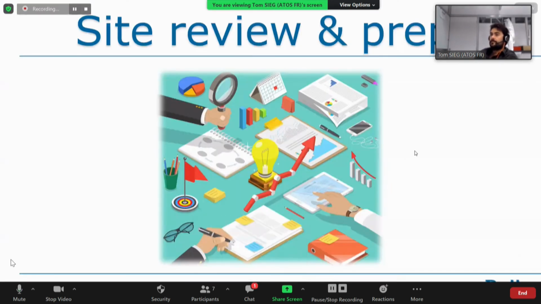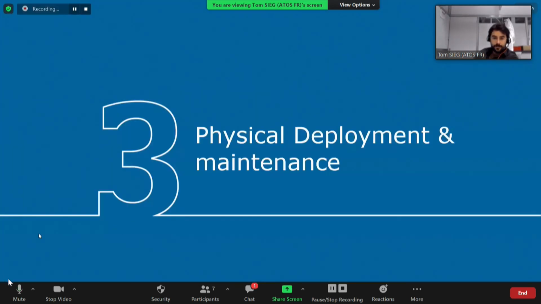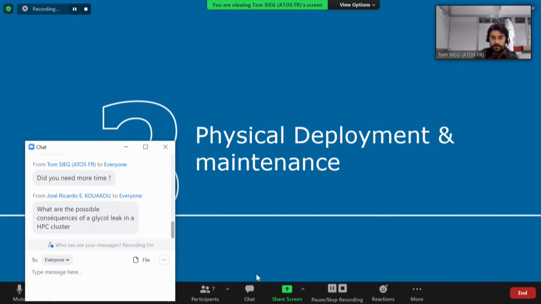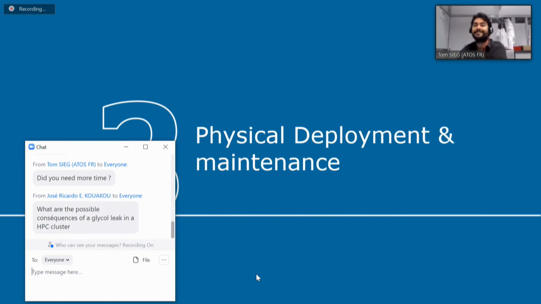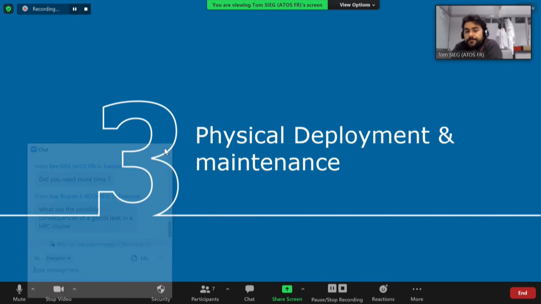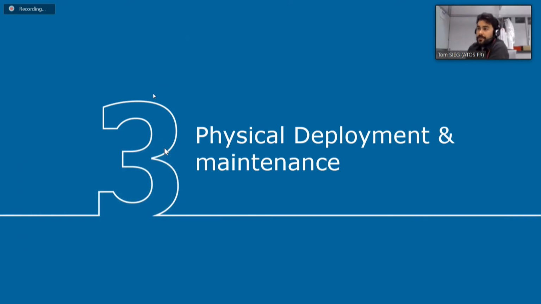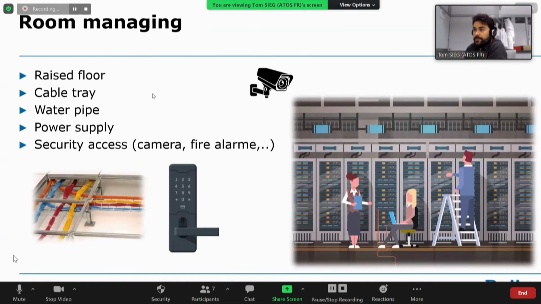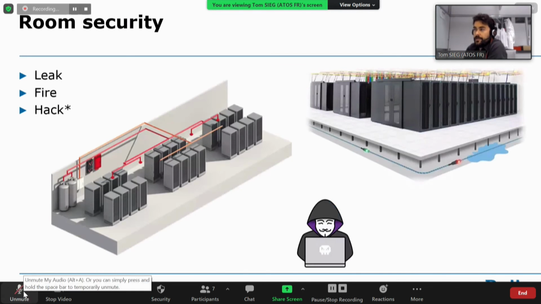Tom, I think there's a question in the chat. Oh, sorry, I didn't look at it. What are the possible consequences of a glycol leak in an HPC cluster? That is a really interesting question. First point, it depends on where the leak is.